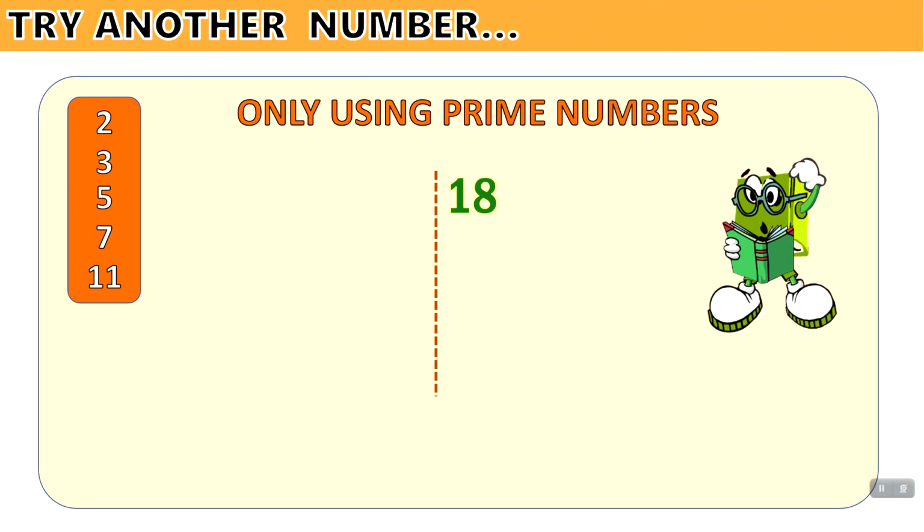Let's try the number 18. Again, we always have to start with the first prime number, which is 2. Even though 18 can be divided by 3, we will start with 2. Can 18 be divided by 2? 18 is even, and so we can divide by 2. So 18 divided by 2 is 9. Now 9 is an odd number, and so it can't be divided by 2, so we go to the next prime number, which is 3.